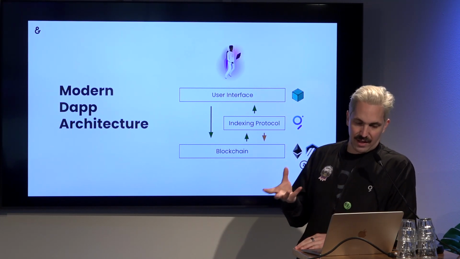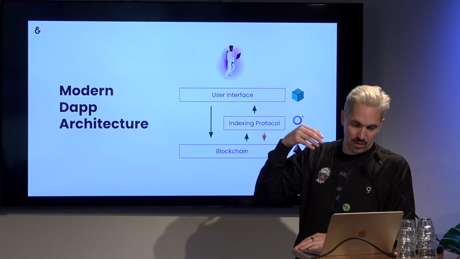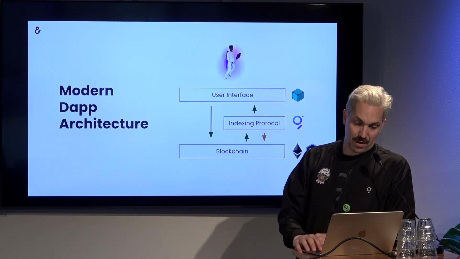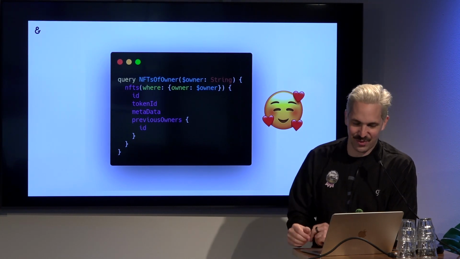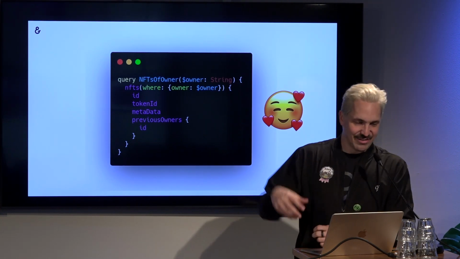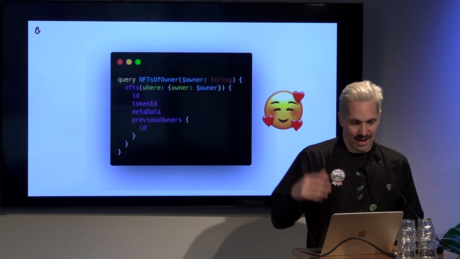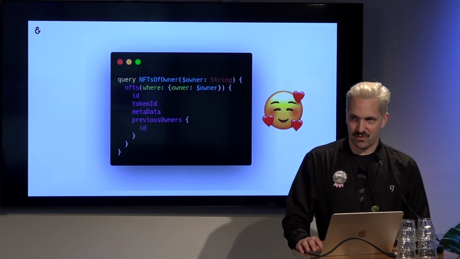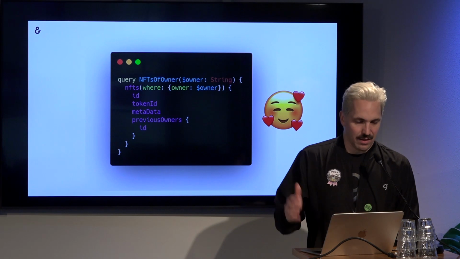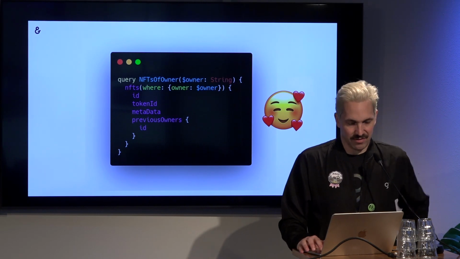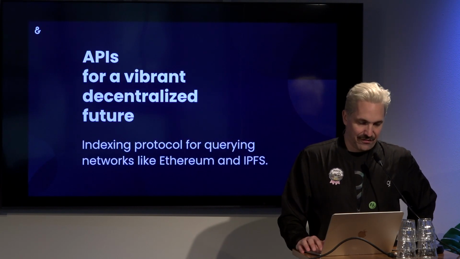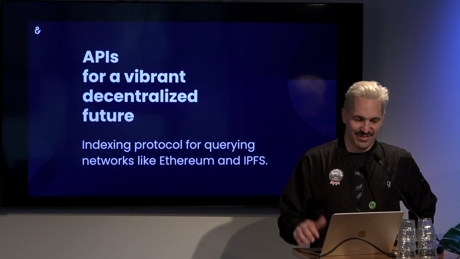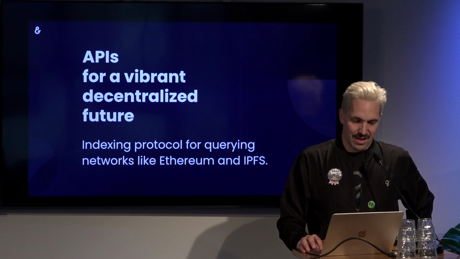And now we have a proper incentivization mechanism to also have data indexed and published. And then we can end up with this beautiful GraphQL query like this to just get all the requests, NFTs from a user, and usually such a request resolves in 100, 200 milliseconds and not several seconds. Yeah, so that is The Graph. We say APIs for a vibrant decentralized future.